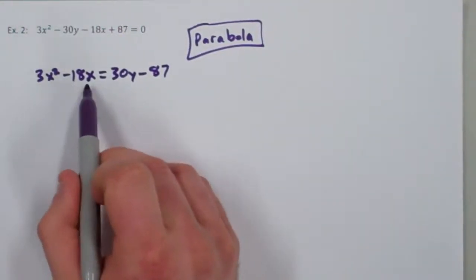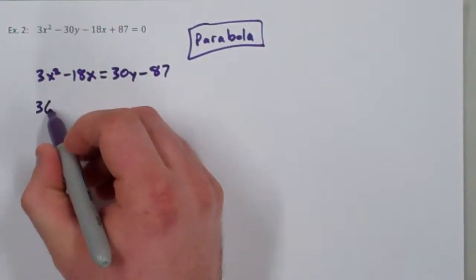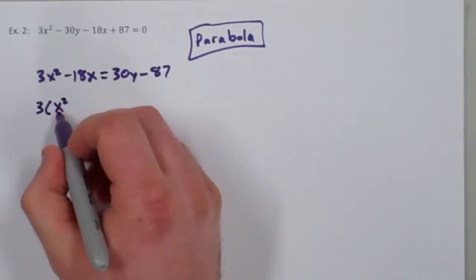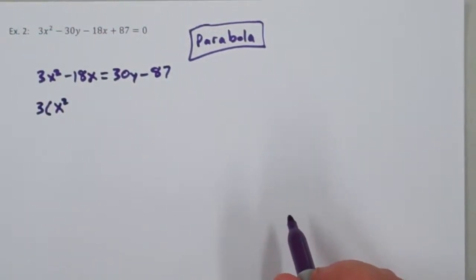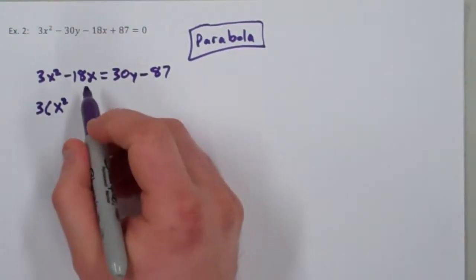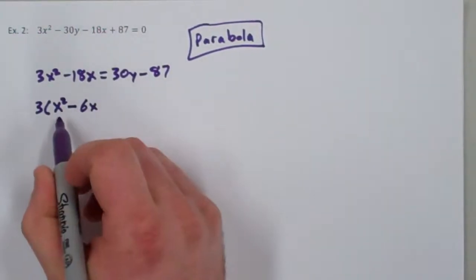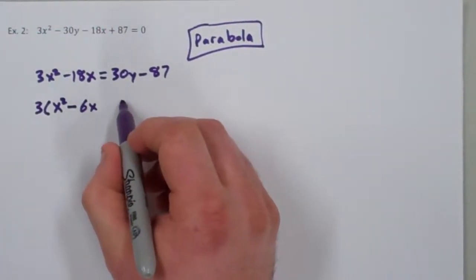Now to complete the square here, we only have one complete-the-square problem to work. So we're going to factor out that 3. We want the coefficient of the x squared to be 1. Another way to say that is a is 1. In a quadratic, we call a the coefficient of x squared. So we've got x squared minus 6x if we've done that properly, since 3 times negative 6 is negative 18.